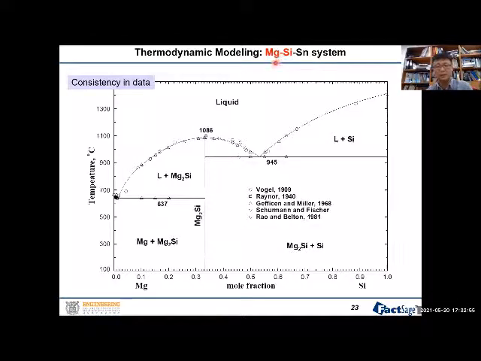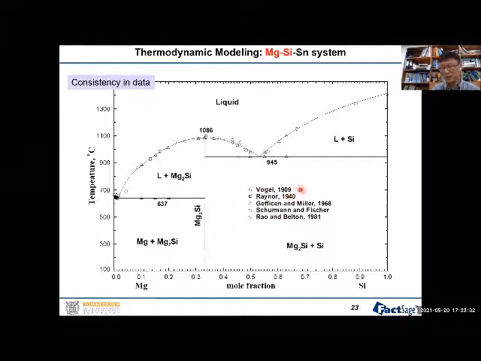So this is the binary system, the magnesium silicon binary phase diagram, okay? The x-axis is the mole fraction of silicon, the y-axis is temperature, and we collect all the experimental data for the phase diagram. For example, when we do the modeling, we collect data even from the 18th or 19th century. In this case, the first experimental data is from 1909. And you see, the general shape of the phase diagram was already revealed at that time, 1909. And then we collect all the other data too.